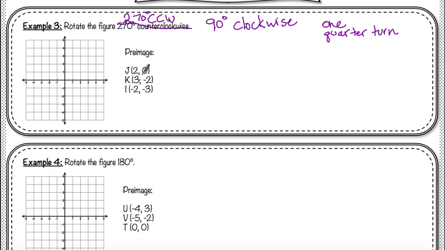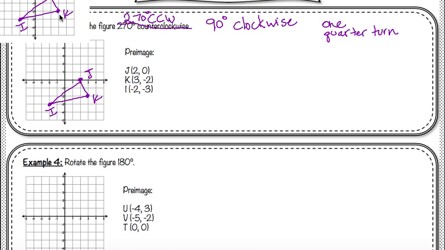Okay, so here's the pre-image. Let's graph that. 2, 0 is J. 3, negative 2 is K. Negative 2, negative 3 is I. Okay, now I know that there is a rule for 90 degrees clockwise, but as I said earlier, I struggle to remember the rules. So if I have a piece of paper, I'm going to take a picture of this and show you what I mean.